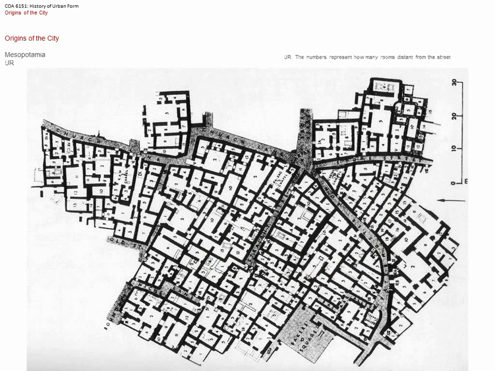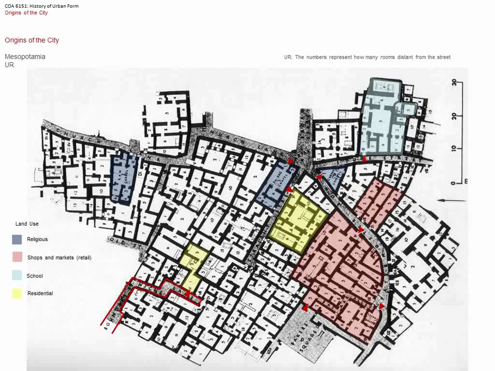Or this, again, which is the residential portion of Ur, which we can actually map land use on. The numbers that you see here are the distance, the number of rooms that you have to go through in order to get to the back part of the house. So these are party walls that we see here with an entrance here off this cul-de-sac.